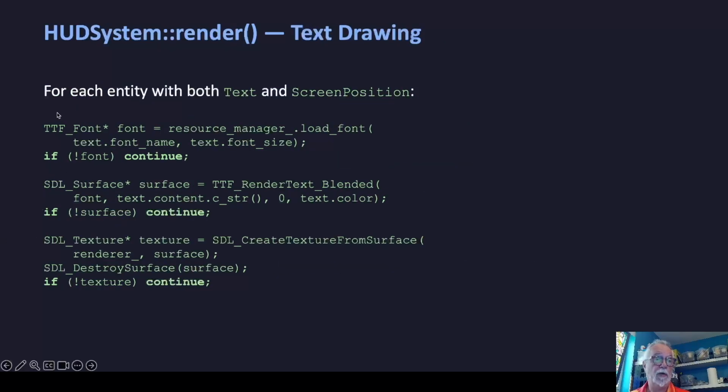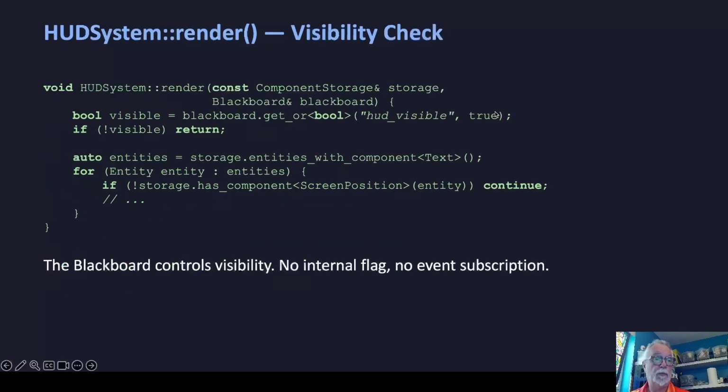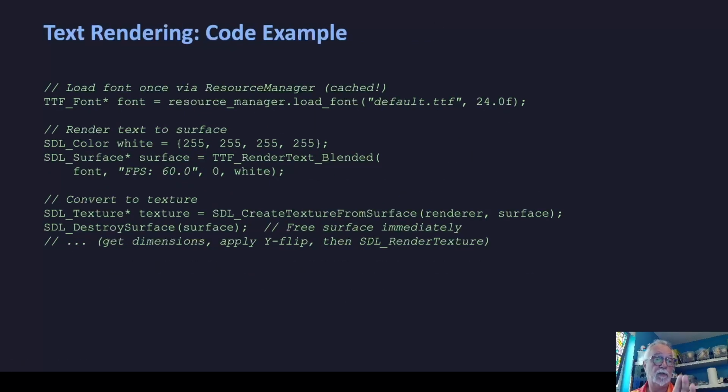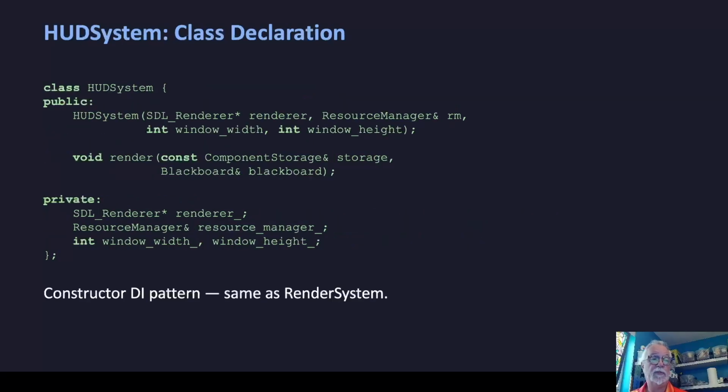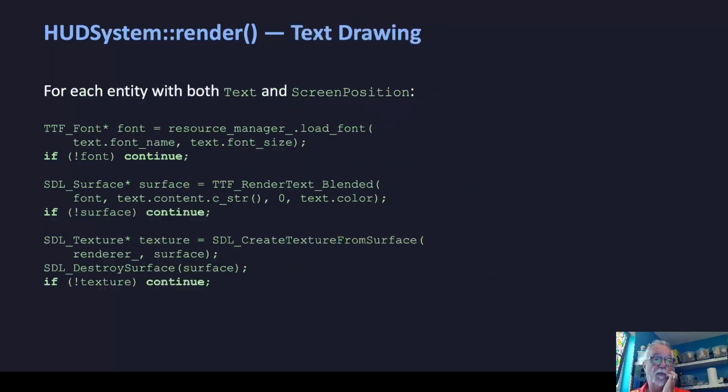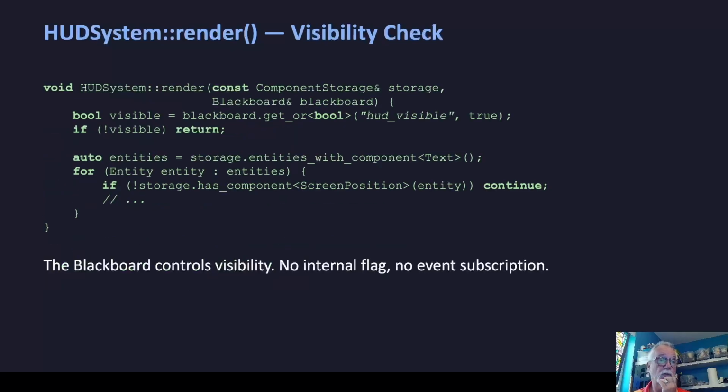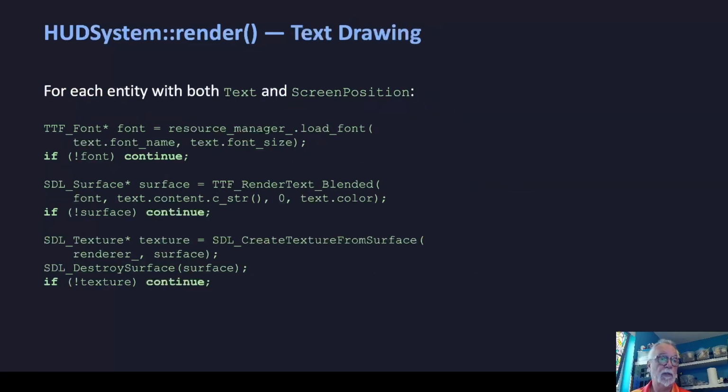So for each entity with both text and screen position, back here I hard-coded all of the steps, and here we can see how we're getting that data from the entity, right? So basically here I load my font.